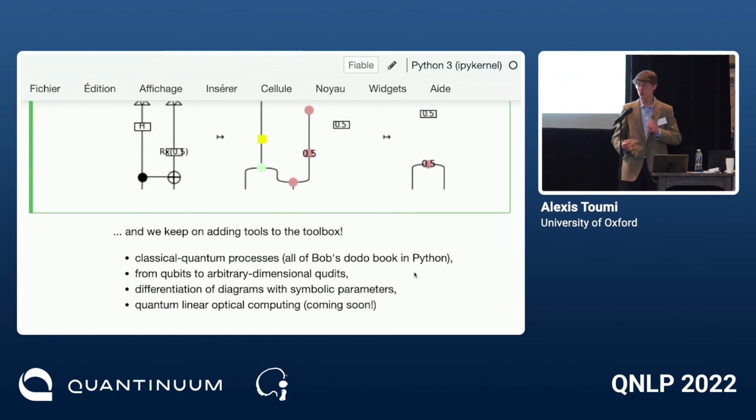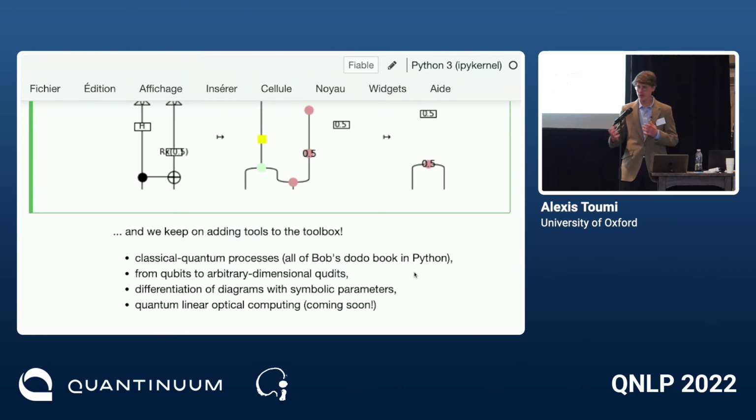From qubits, which is the example I'm showing here, you can go to arbitrary dimensional qubits, which are for now not very useful because the quantum computers we have access to right now don't use anything else than qubits. But well, people work with qutrits or whatever, so you can implement them in DisCoPy. We've been working on symbolic circuits, so circuits come with parameters, like the X rotation here is parameterized by a phase, where you can put a symbolic parameter inside. So we'll get to see a little example of that at the end of the talk.